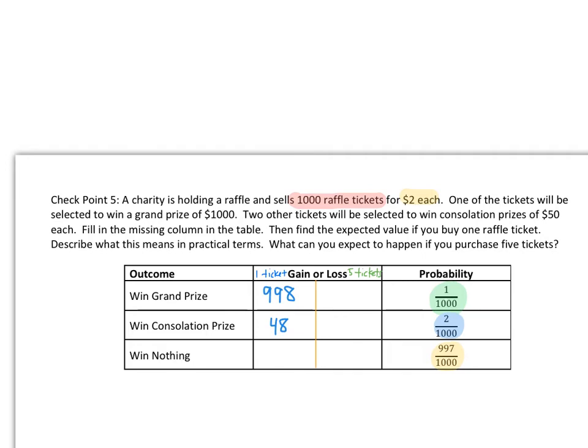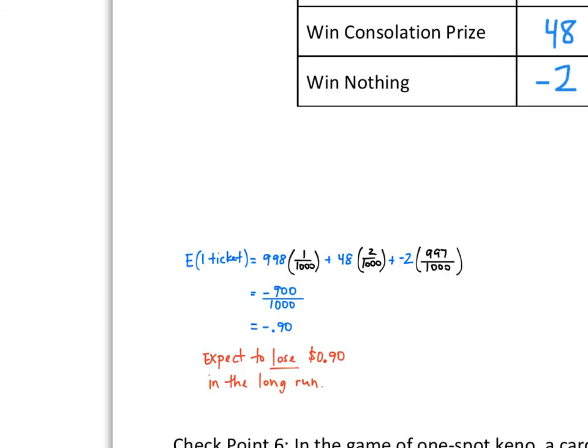So what if you win nothing? Well, if I don't win anything, I lose $2. Okay, so now let's go ahead and set up the expected value for buying 1 ticket. Okay, so the expected value, if I win the grand prize, I win $998, and that's a likelihood of 1 out of 1,000. Plus, if I get the consolation prize, that's a likelihood of 2 out of 1,000. Plus, oh, here's my loss. If I don't win, I lose $2, and the likelihood is 997 out of 1,000.